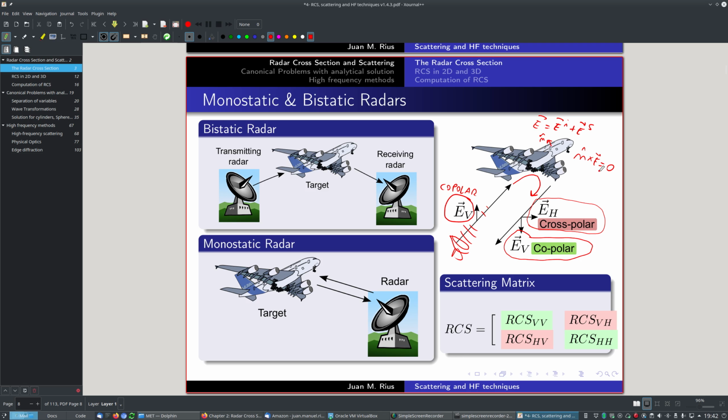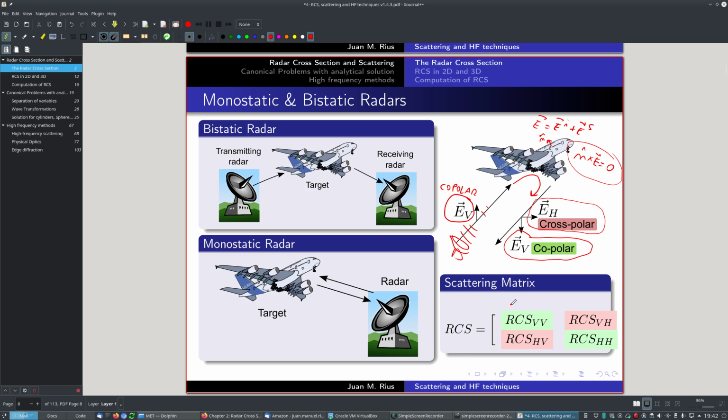it is necessary that the scattered field has cross-polar components to agree with the boundary condition. So the depolarization of the incident field is automatic, due to the curvature of the surface of the scatterer. In this case, we can represent the RCS as a scattering matrix.